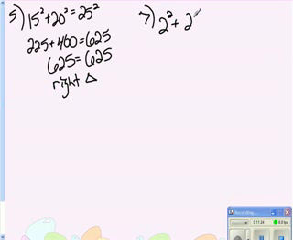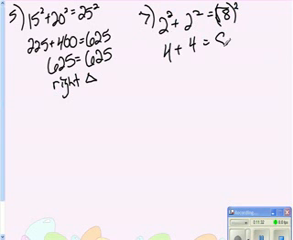So 2 squared plus 2 squared equals the square root of 8 squared. 2 squared is 4, 2 squared is 4, square root of 8 squared is 8. Does 8 equal 8? Yes, that is a right triangle.